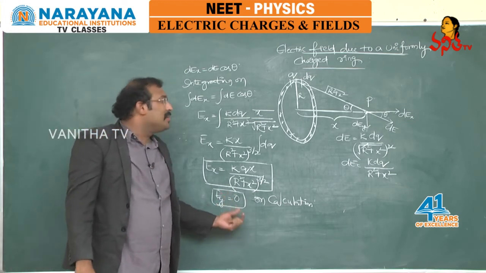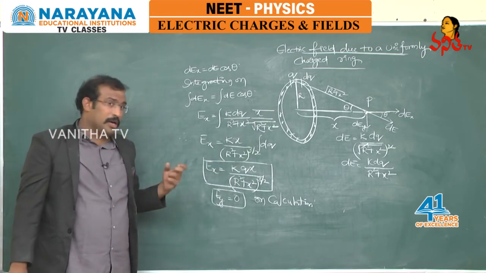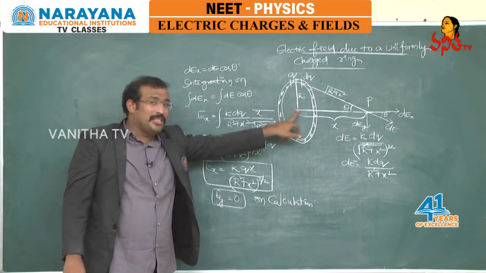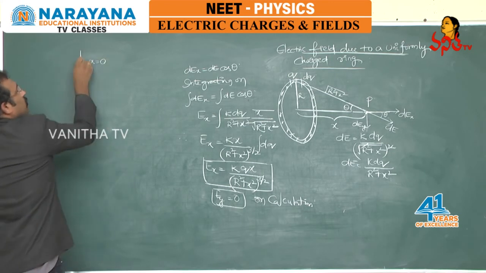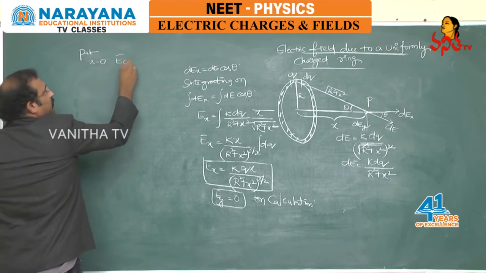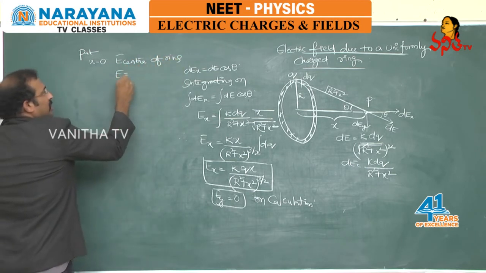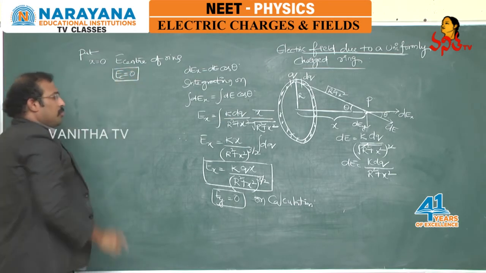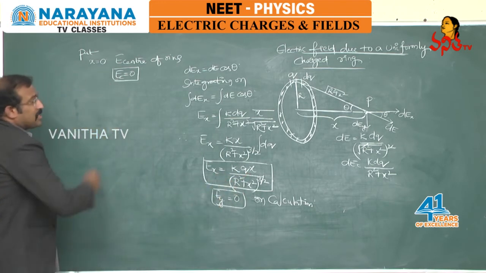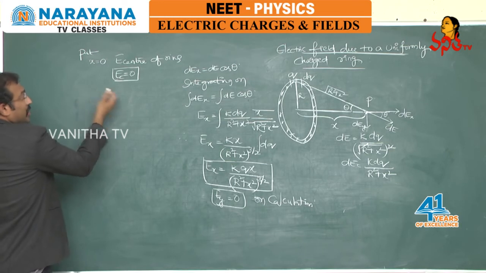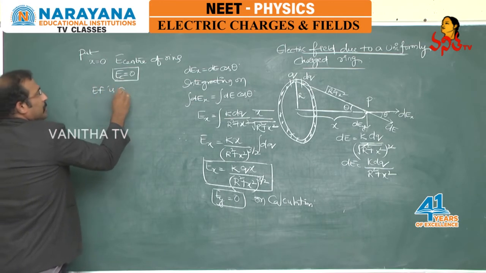Now what is the maximum electric field upon the axis of the ring, and also what is the electric field at the center of the ring? If you put x is equal to 0, you will get the electric field at the center of the ring. So the electric field at the center will be equal to 0 because it is directly proportional to x. So electric field would be 0. Now what is the maximum electric field? So here electric field is a function of distance.